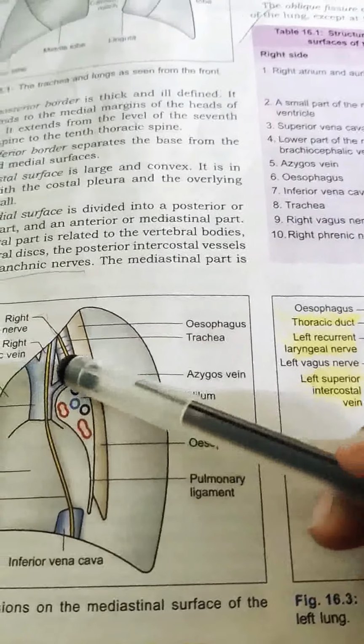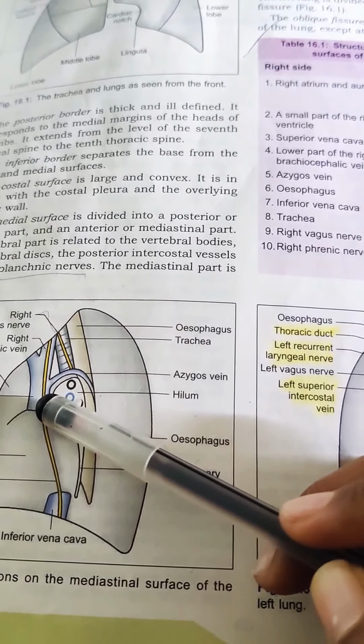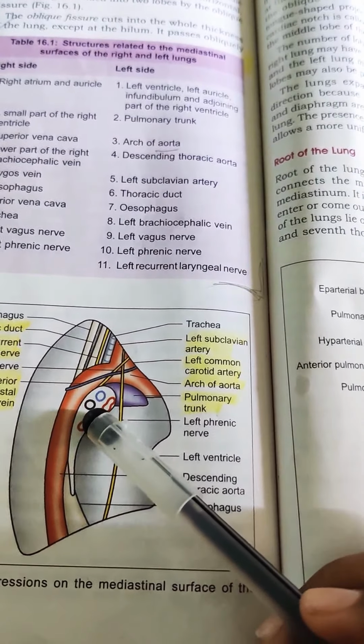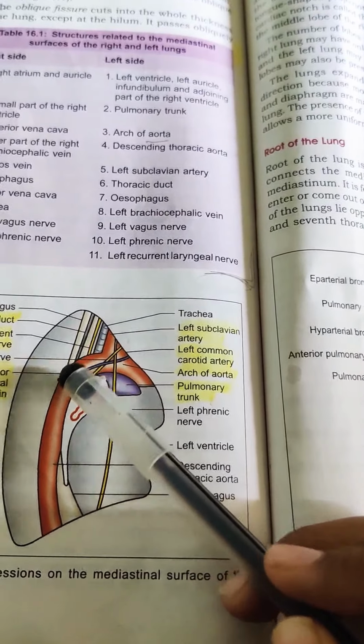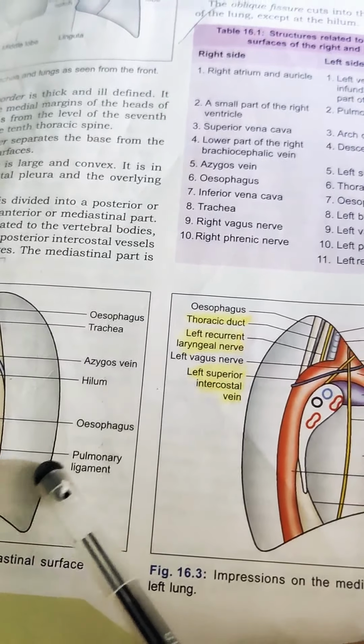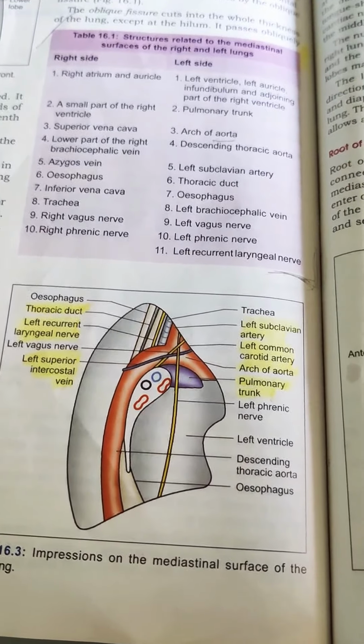Whereas coming to the right side, in the diagram you can see this is the root of the lung and this is the right side. On the right side you can see mainly the superior vena cava, and also the terminal part of the azygous vein. Whereas on the left side of the root of the lung you will see the arch of the aorta, and inferiorly you will see the pulmonary ligament. So here you can see the pulmonary ligament inferiorly. These are the relations of the root of a lung.